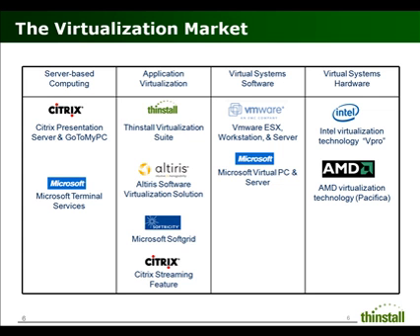When considering a product like Thinstall, it's important to note where application virtualization falls within the entire virtualization market. As we can see, there are four primary categories of virtualization today. We have server-based computing such as Citrix and Microsoft Terminal Services, application virtualization for applications such as Thinstall's Virtualization Suite, virtual system software such as VMware ESX, and the virtual systems hardware for both the Intel and AMD core processors.